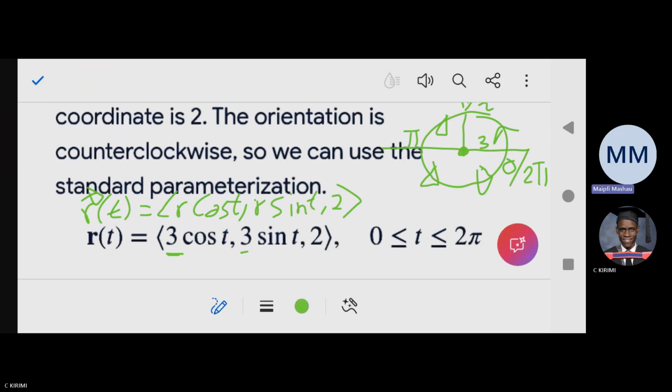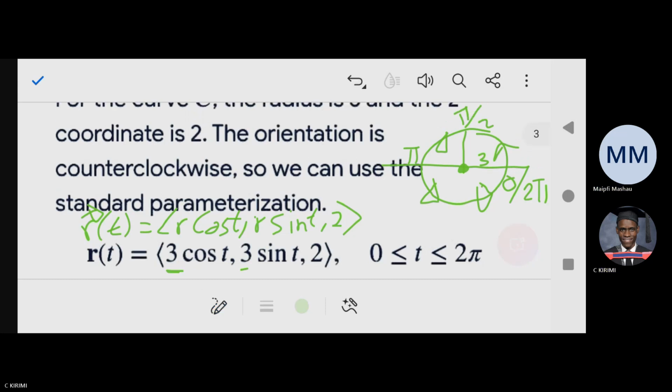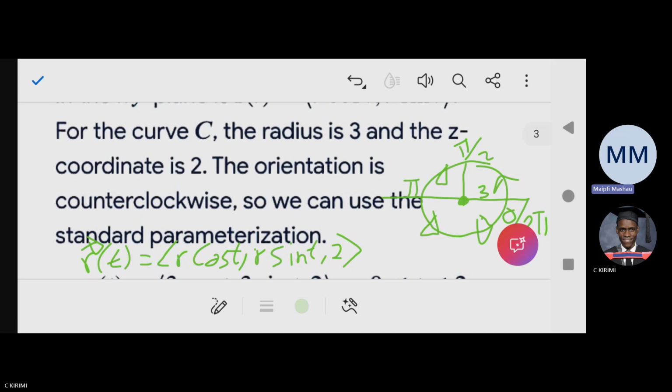I think you said the radius, no? The radius is 3. Is the radius fine? On that circle which you drew there with the green marker, the radius is 3. It's moving from 0 to pi over 2, which is 90 degrees, then from pi over 2 to pi, then from pi to 360 degrees.